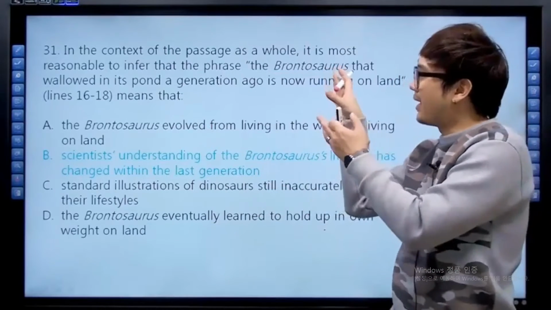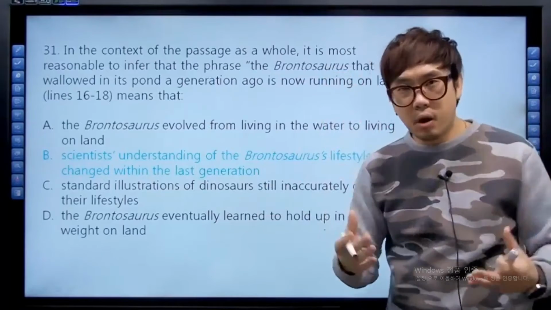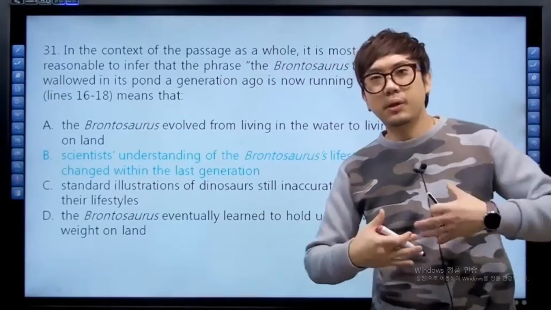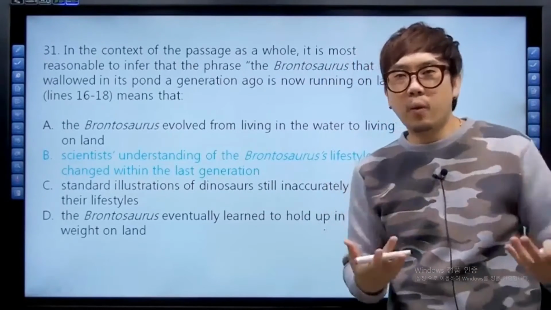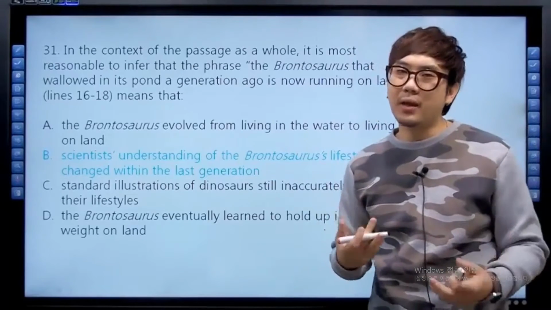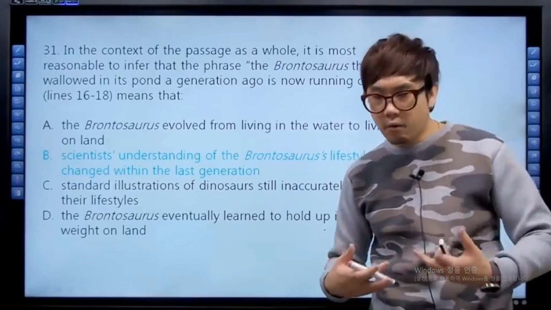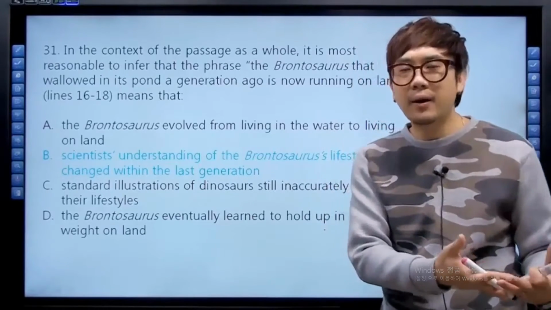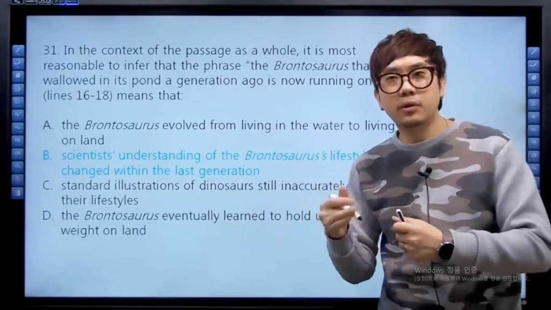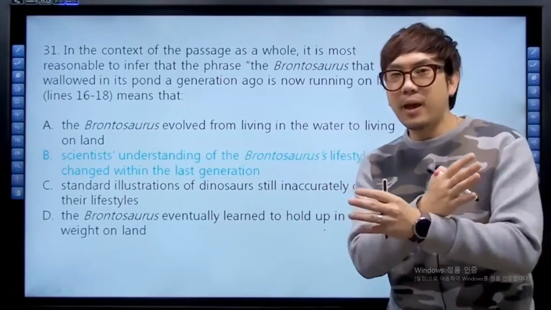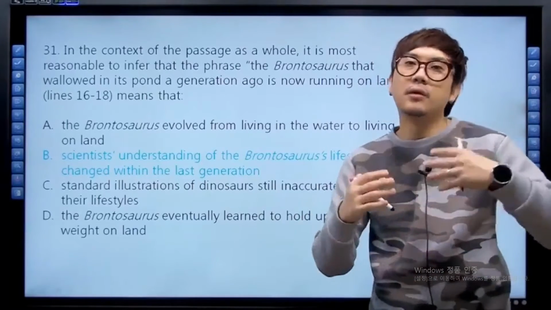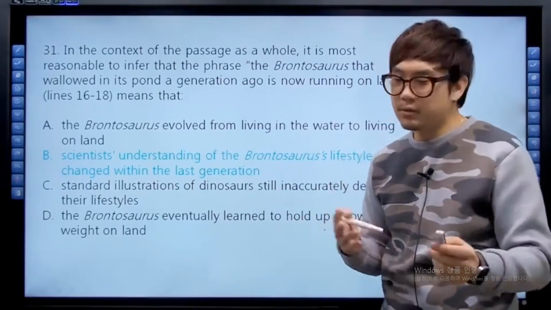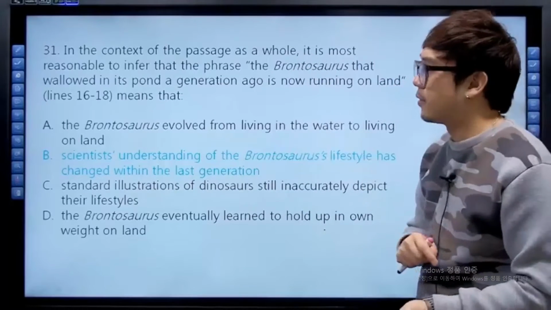We're saying that scientists now are thinking that Brontosauruses, which were once thought to be unable to hold their weight on land, were very energetic and very active, and so they were able to run on land, right? And let alone, the males were able to neck fight each other to get the lady, right? So anyways, that's the idea on number 31.